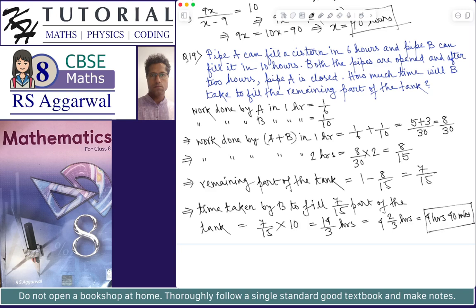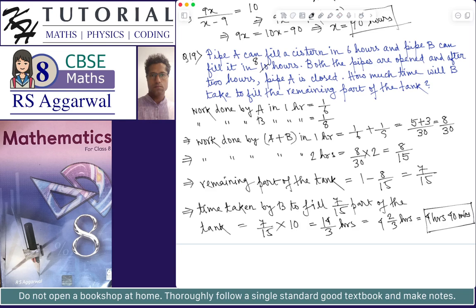Why is the answer 3 hours and 20 minutes? I have no idea. Let me quickly check if I have written the problem correctly or not. Oh, sorry. Pipe A can fill the cistern in 6 hours and pipe B can fill it in 8 hours. So this is 8 hours, not 10 hours. Sorry, I incorrectly copied the problem.